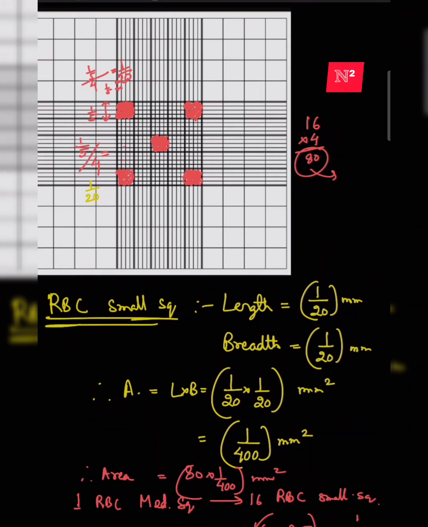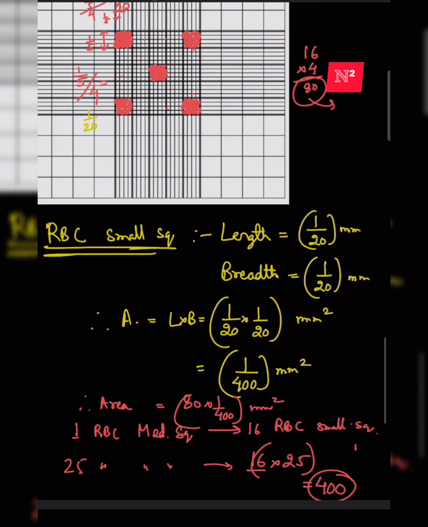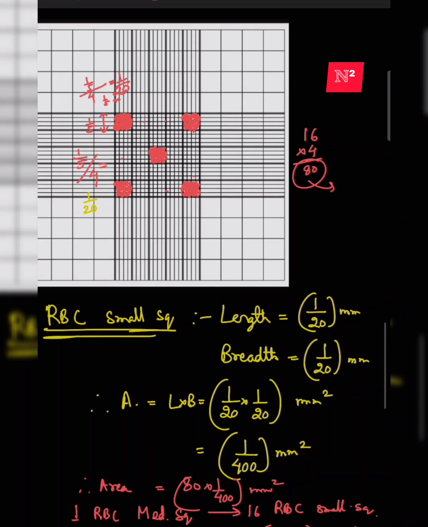While we are doing the platelet count, we take into consideration all the 25 medium squares. We don't fix our counting to just 5 RBC medium squares, we take all the 400 small squares. So that's it for the calculation of the RBC counting grid and the WBC counting grid.